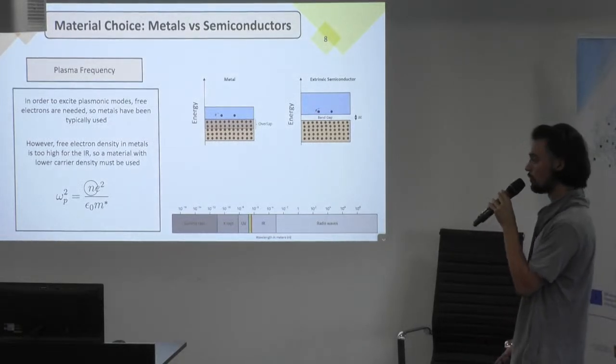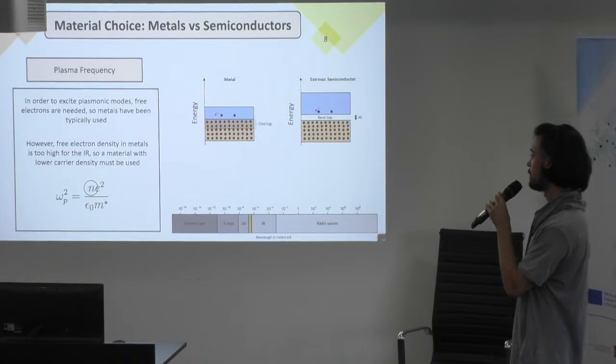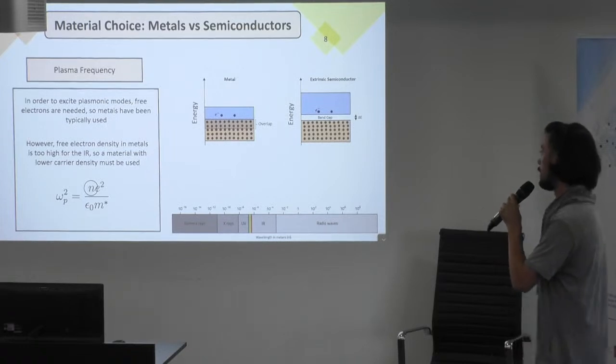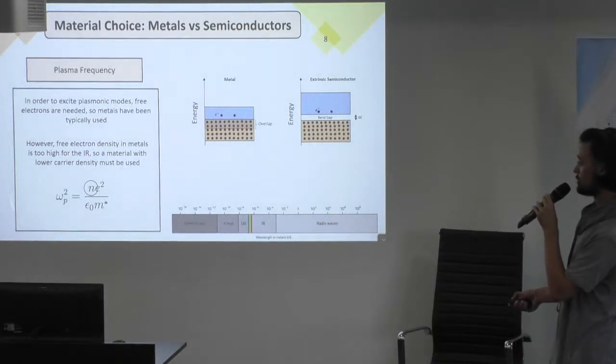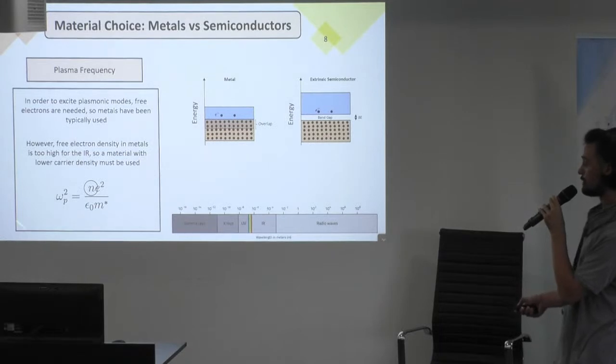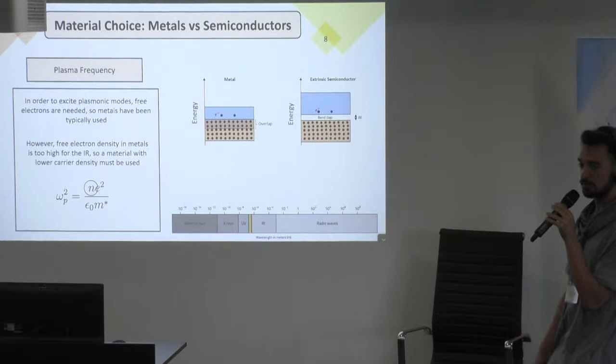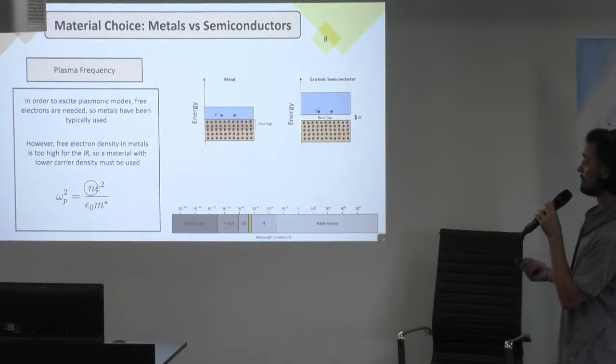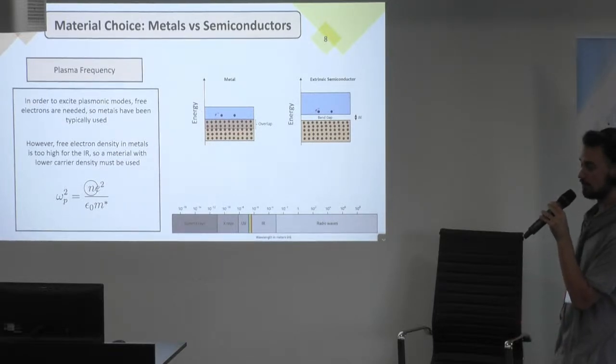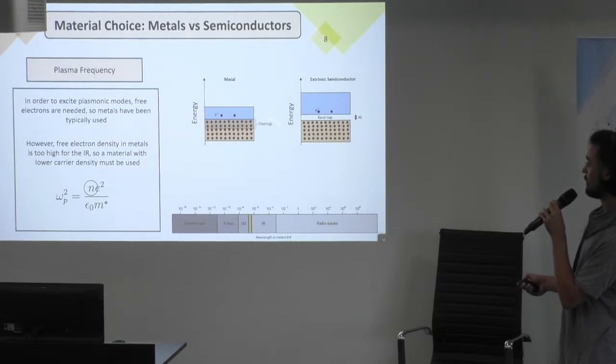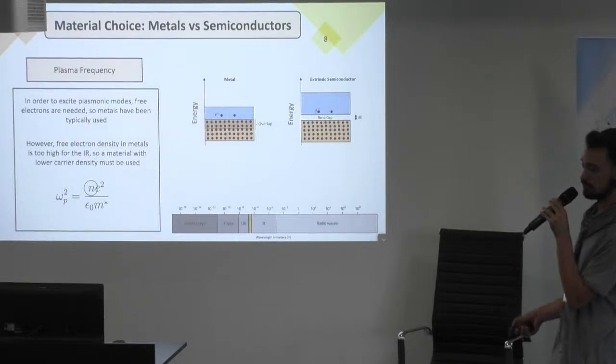But we need to find which material would be optimum for this task. Before, I showed you that the plasma frequency depends on some parameters, but mainly it depends on the density of free electrons. So typically metals are used for plasmonics, but since they have a lot of free electrons, the plasma frequency lies in the ultraviolet or the visible.